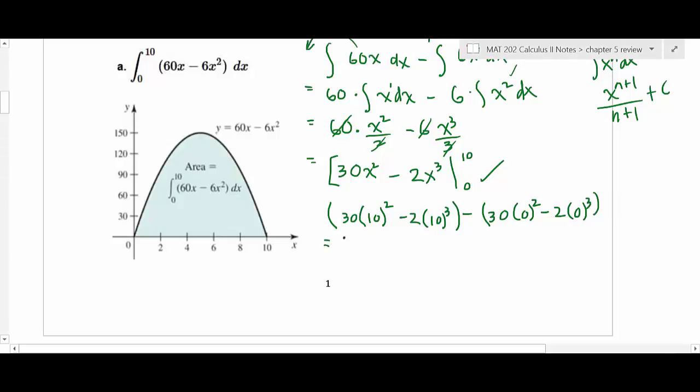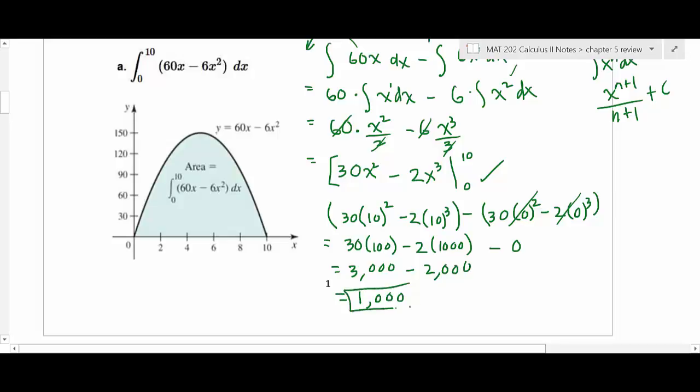Okay, so this would be then 30 times 100. This would be 2 times 1,000. And then this whole thing over here, of course, would be 0. So if you can do that in your head, obviously you do that in your head. So it looks like this is going to be 3,000 minus 2,000. So it looks like the answer to that definite integral is 1,000. So what does that 1,000 mean? It's the area under the curve. And that's the precise area under that curve. Okay, does that make sense?